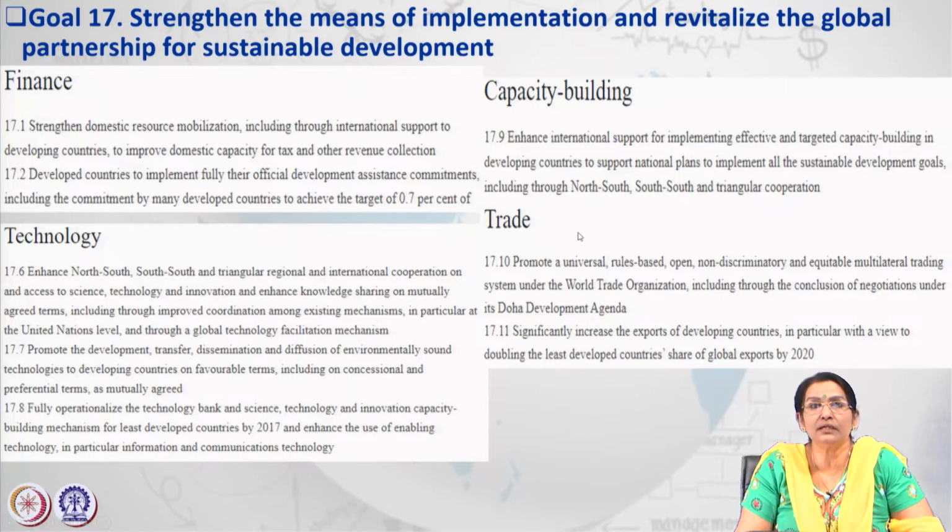Similarly, trade is another important domain, to promote universal trading systems, then trade-facilitatory laws and policies, and a non-discriminatory and equitable multilateral trading system under the WTO, the World Trade Organization. So, the trade policy should be user friendly, country friendly, business friendly, so that more and more investments can be made within the countries, as well as more and more export business can be enhanced.